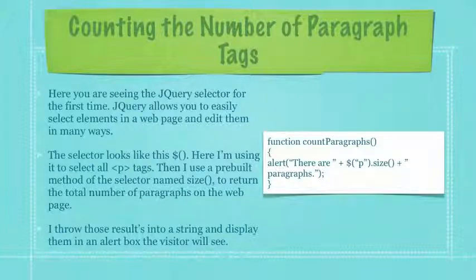Here I'm using it to select all the paragraph tags. Then I use a pre-built method of the selector named size to return the total number of paragraphs on the web page. I throw those results into a string and display them in an alert box the visitor will see.